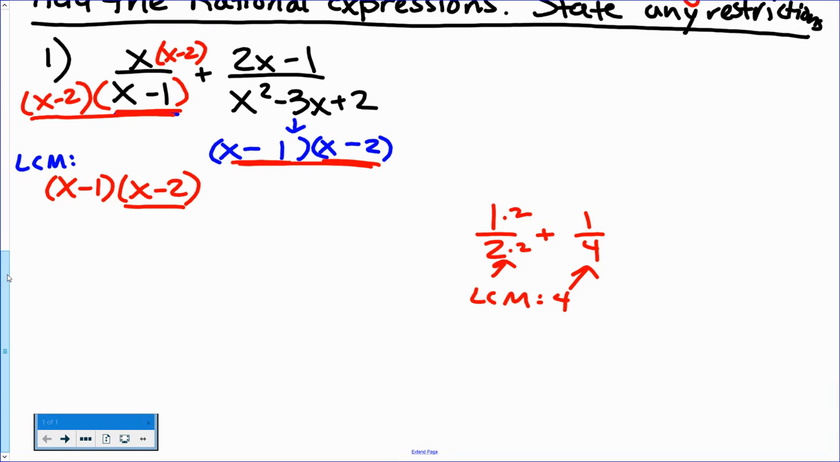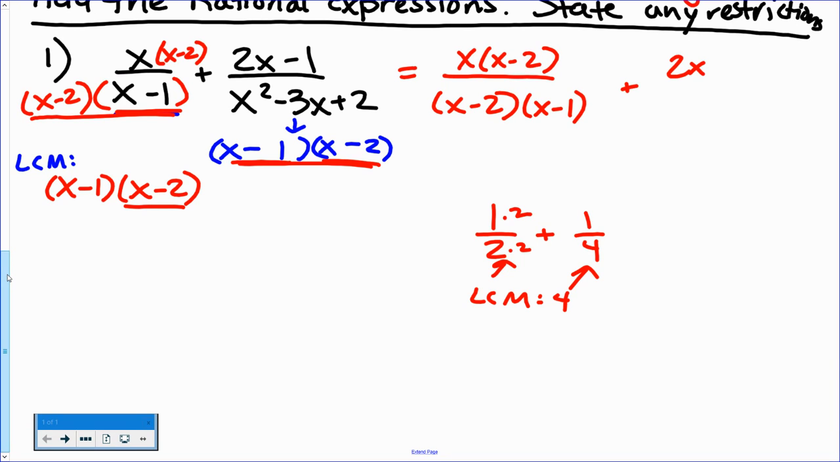Okay, so now what I've got is x times x minus 2 over x minus 2 times x minus 1 plus 2x minus 1 over x minus 1 times x minus 2. Notice I kept it in the factored form. I don't really want to use that form for my denominator. It's not helpful in these problems. Okay, so we want it in that factored form.